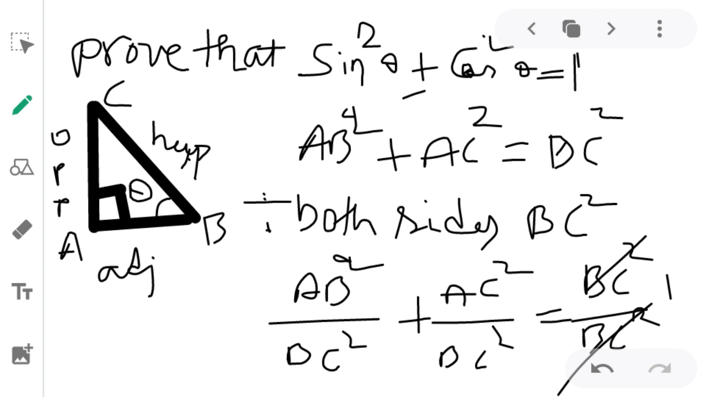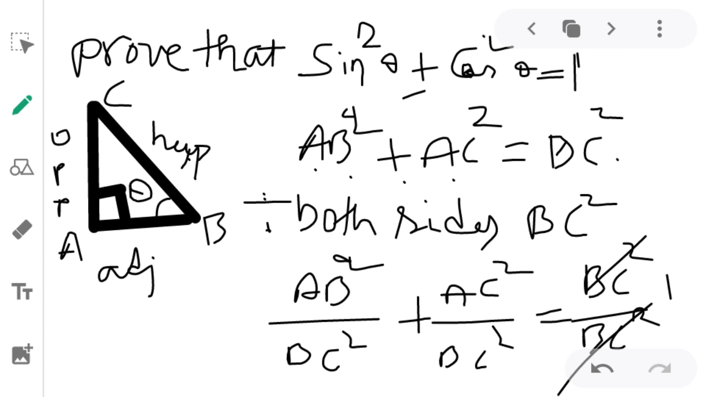The side opposite to theta is called opposite, OPP, the side opposite to the 90 degree angle is called the hypotenuse, HYP, and the side joining theta is called adjacent, ADJ. So in this way, I have given 3 names. By the Pythagoras theorem, the square of the hypotenuse is equal to the sum of the squares of the remaining 2 sides. So BC square equals AB square plus AC square.